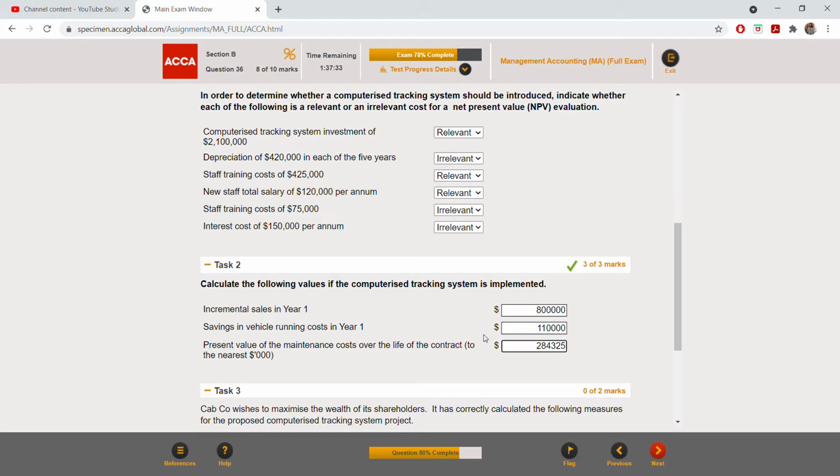I'm sorry, this would be correct. Okay, so it could be between 284,000 to 285,000. Between this range, it could be anything. Okay, why did they tell the answer as a range?